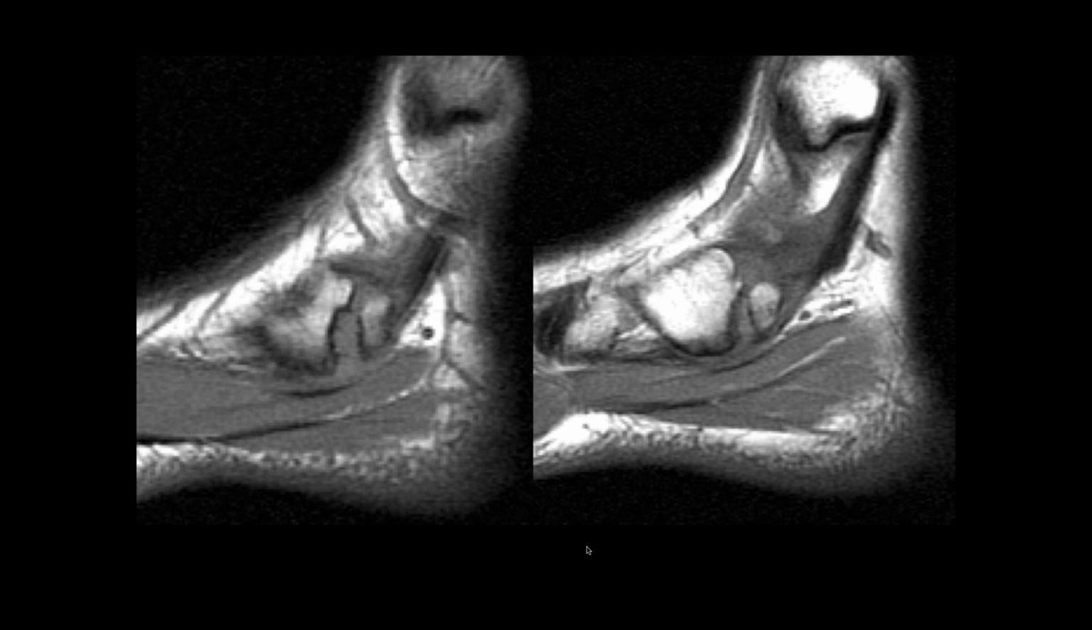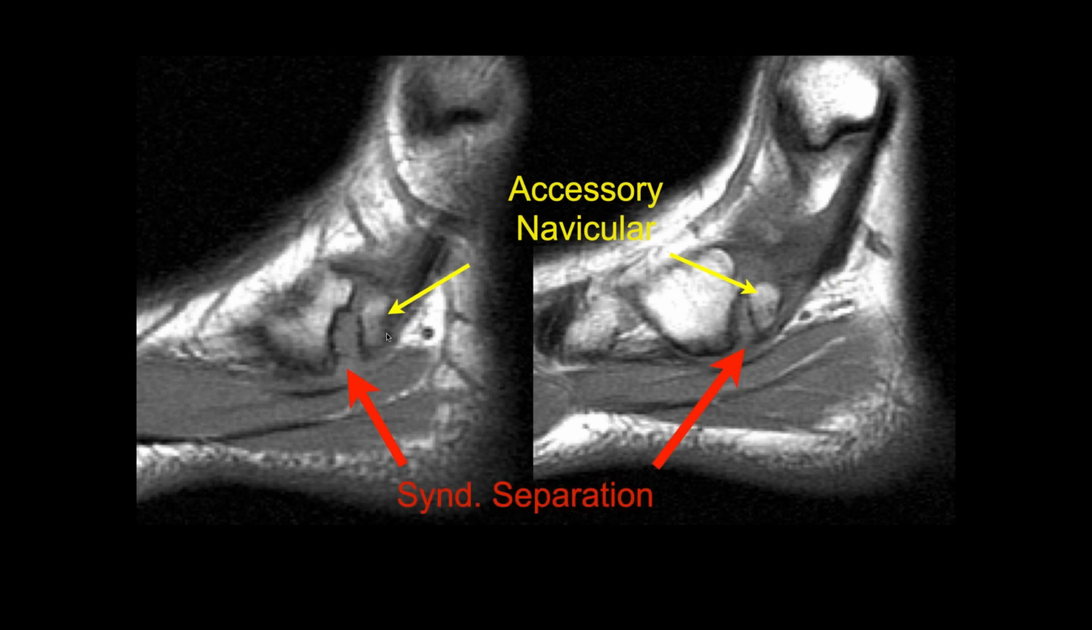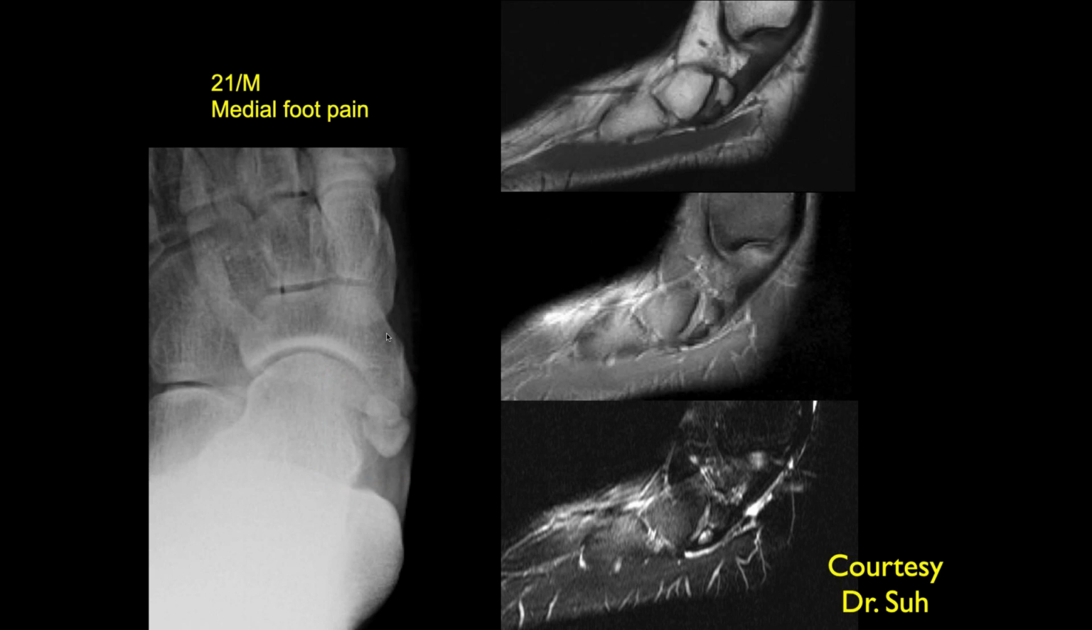Okay, so we see a well corticated bone fragment right there proximal to the navicular involving the posterior tibialis tendon. So it's like a type 2 ossicle. It's a type 2 ossicle. It's been, the syndesmosis has been torn and it's avulsed proximally, right? And that's accessory navicular, and that's a separation of the syndesmosis between the two. Okay, Ashu.